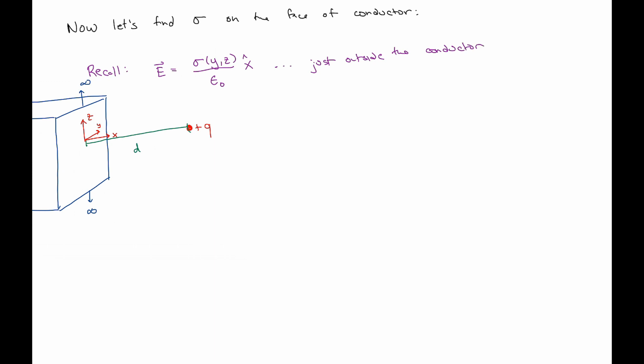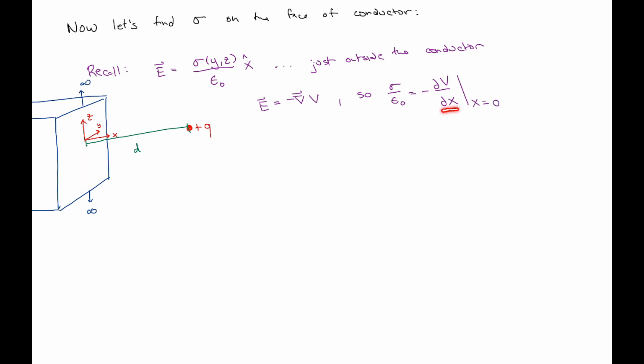Cool. Okay, we also know that E is equal to the negative gradient of our potential. We've been using that one for a while. So we know that sigma over epsilon naught is equal to the negative gradient of our voltage in the x direction at x equals 0.